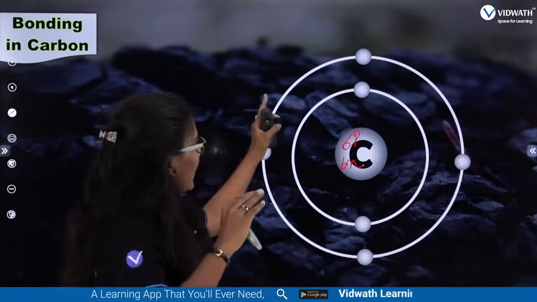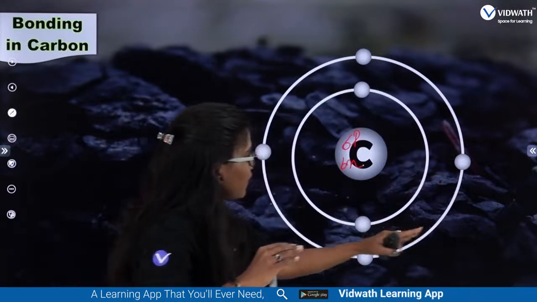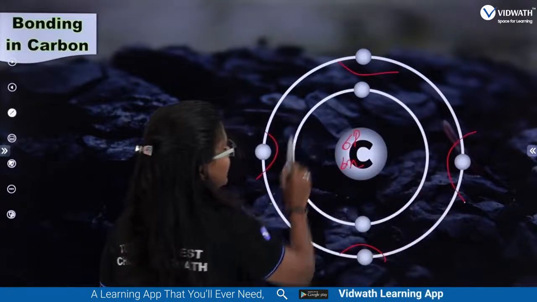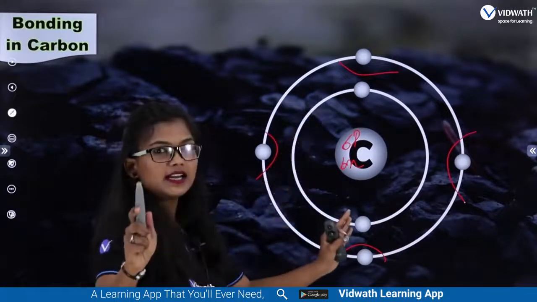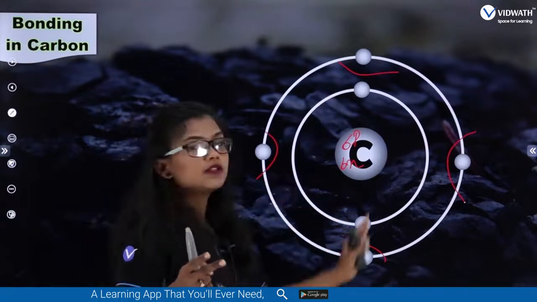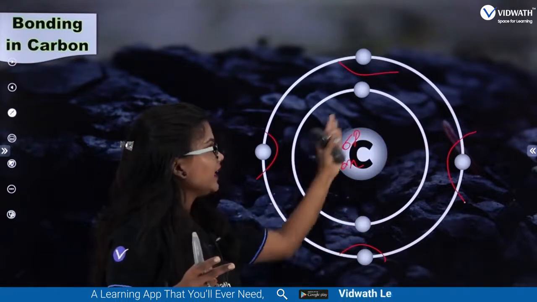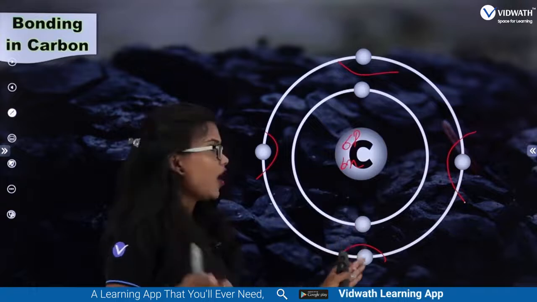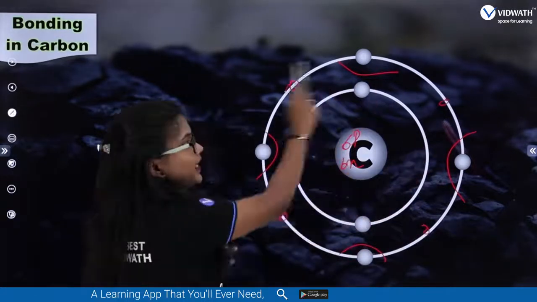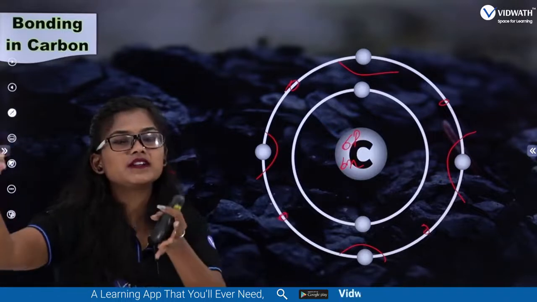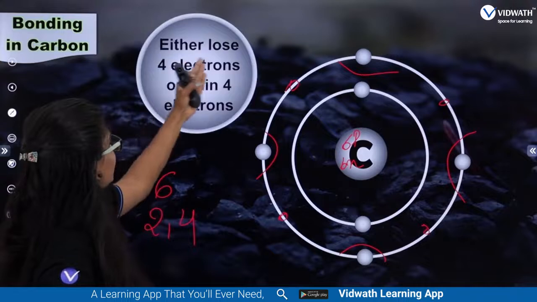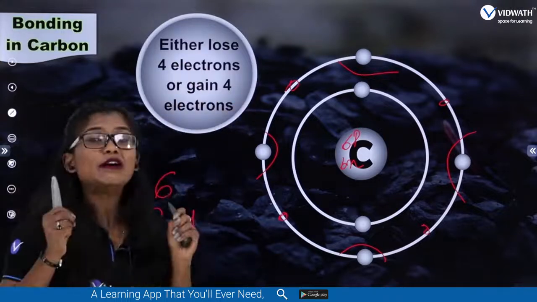So either it should lose its 4 electrons, so that it will have only 1 shell, which can have only 2 electrons, a duplet in its valence shell, or else it should gain 4 electrons so that its valence shell will have 8 electrons, attaining the noble gas configuration, right? So what will be the condition? Either it should lose 4 electrons or gain 4 electrons.